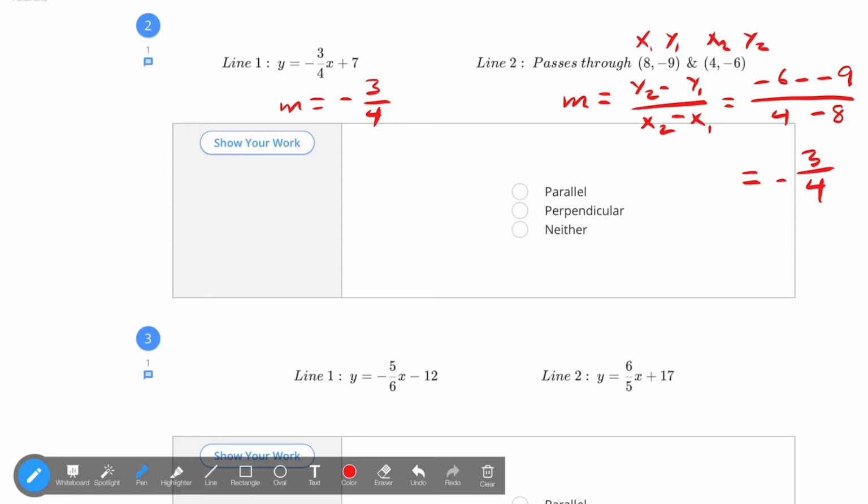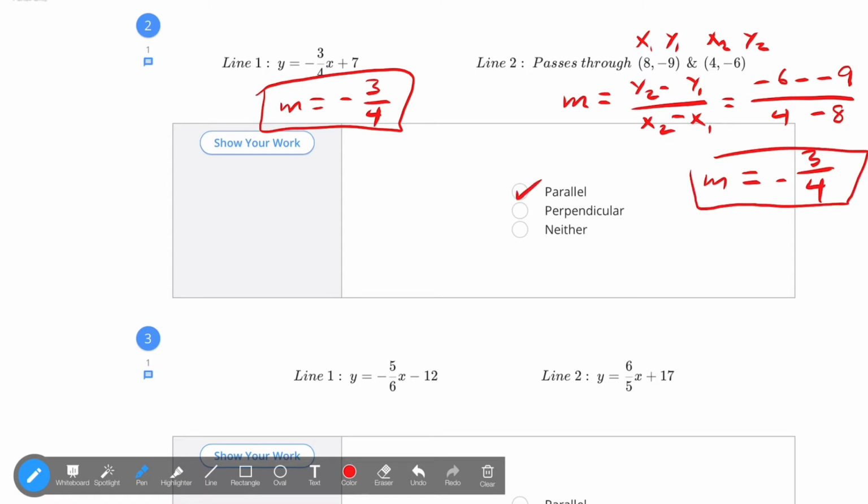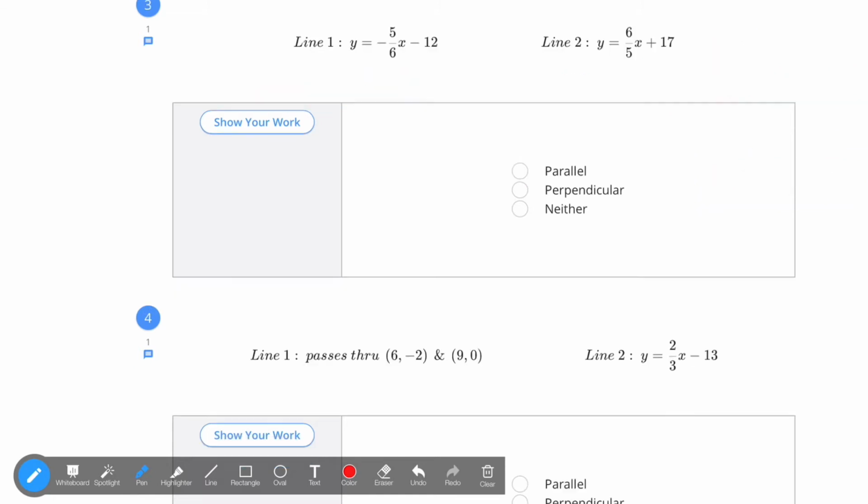So the slope of line 1 is negative 3 over 4. The slope of line 2 is also negative 3 over 4. They are the same, so they're parallel. Okay, line 1, we have a slope of negative 5 over 6. Line 2 is 6 over 5. Obviously they are not the same, so they're not parallel.